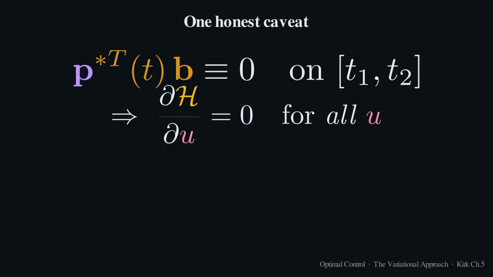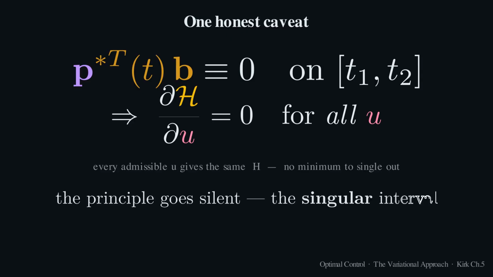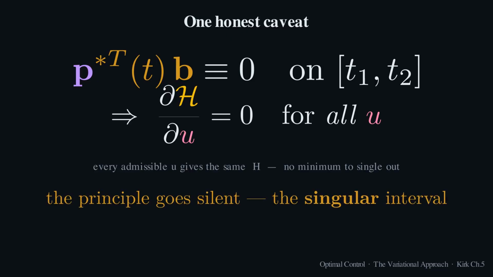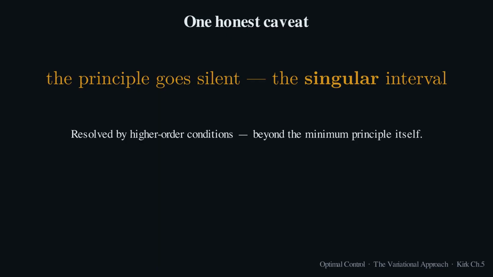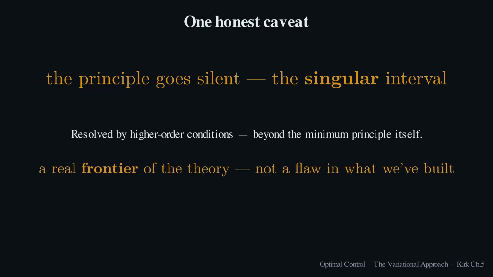Then the coefficient of the control in the Hamiltonian vanishes. The Hamiltonian stops depending on U altogether, and the minimum principle, asked which control is best, simply shrugs. Every value gives the same Hamiltonian, so it can't choose. The principle goes silent. We call that a singular interval. It's a genuine subtlety, and resolving it takes higher order conditions beyond the minimum principle itself. We'll just name it and respect it, a real frontier of the theory, not a flaw in what we've built.